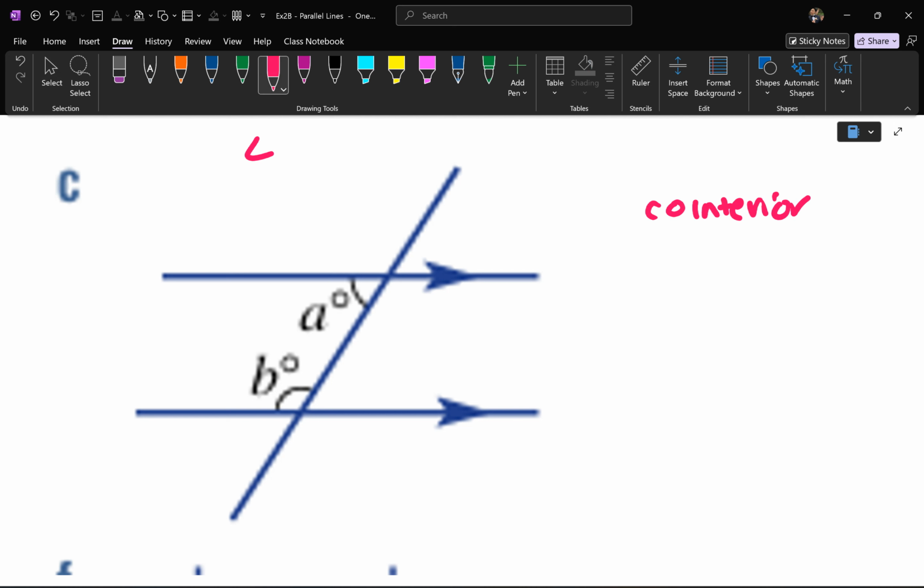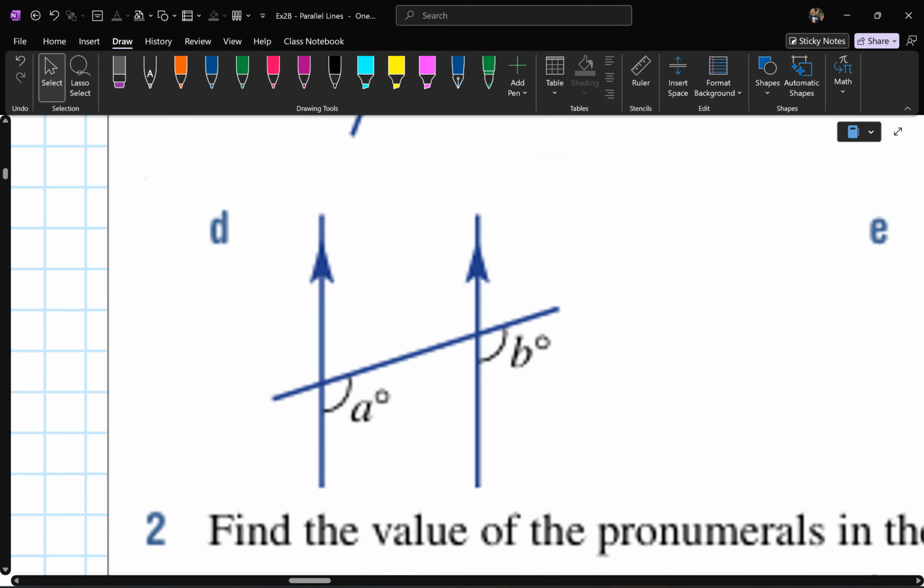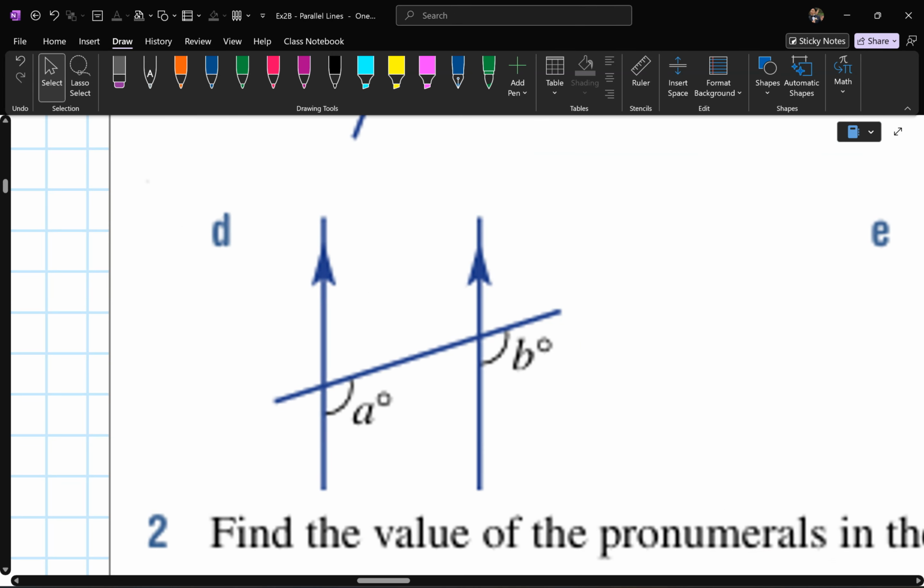Again, they're both on the left side, so left and left. But notice they're both inside the parallel lines. Because they're both inside, they are co-interior. Very good. Next one. Let's go with D. Is a bit different because they swapped the direction around. But same idea. Find the transversal line.